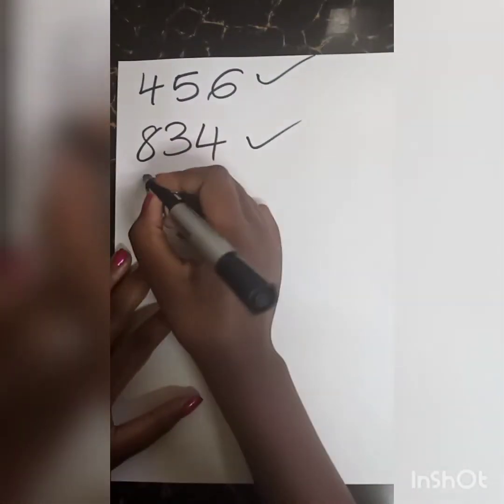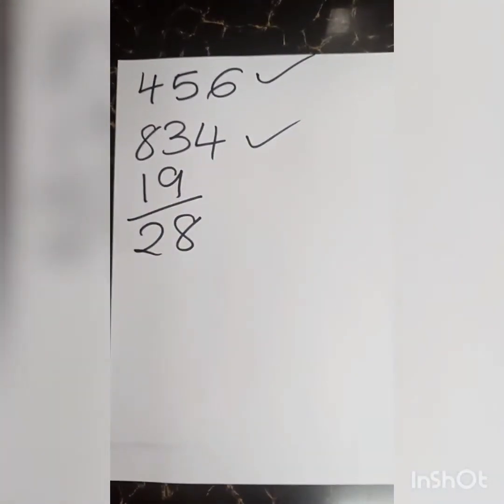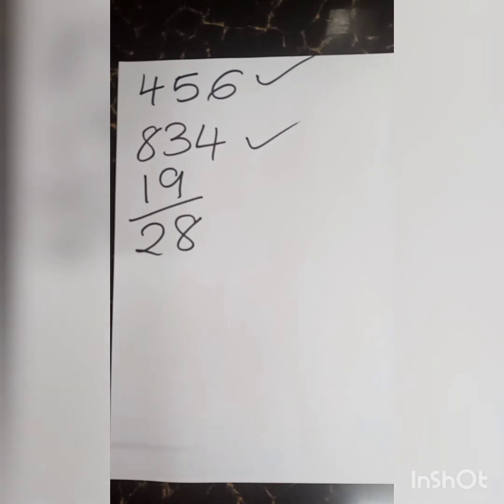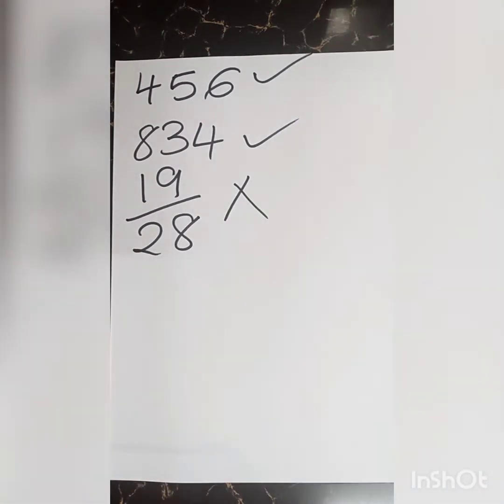How about 19 over 28? Is it a natural number? No. 19 over 28 is a fraction, okay? And I just said that fractions and decimals are not natural numbers, okay?